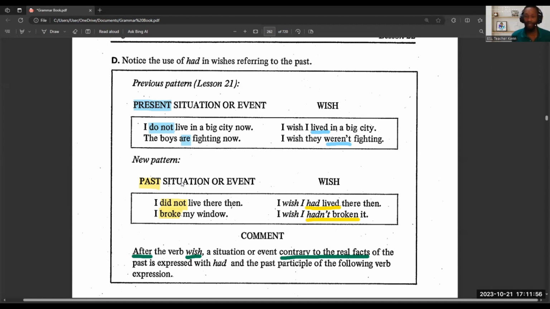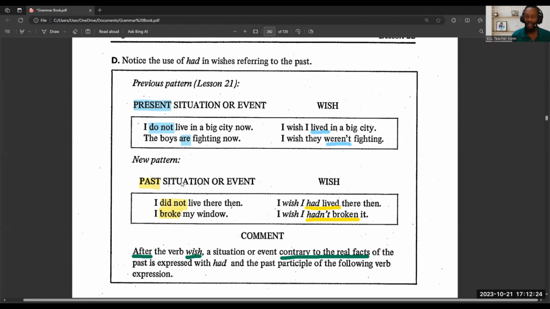Let's go to the examples in past. I did not live there then. Because we are using past, did not. I would say, I wish I had lived there then. The next example says, I broke my window. And the wish would be, I wish I hadn't broken it.